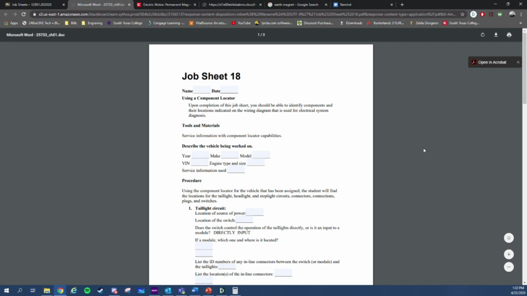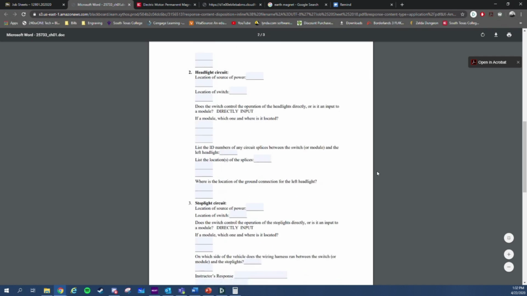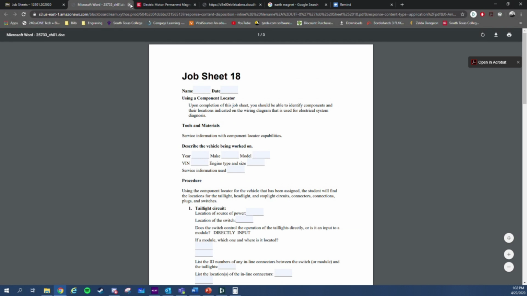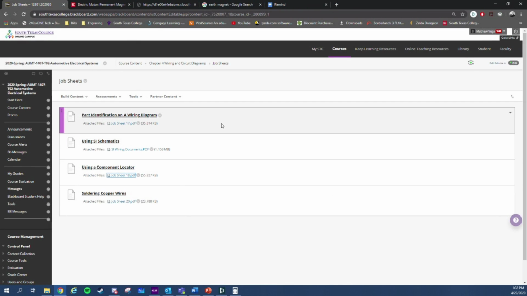The only thing I don't think I did with you guys was the component locator. Hopefully we know how to do a component locator. I mean, we kind of can't. We don't have access to it. Yeah, that's the only thing. I know there's an STC one, but sometimes it doesn't work, and sometimes it's not gonna have the correct information that you're gonna need, especially for that job sheet.